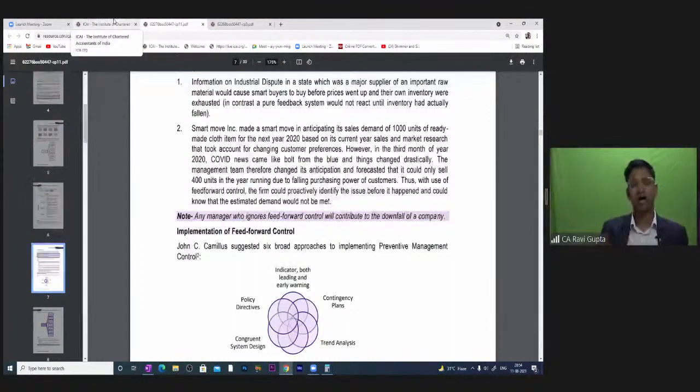So these are all why we are doing this. These are all a preventive management system. These are all for a feed forward control system.